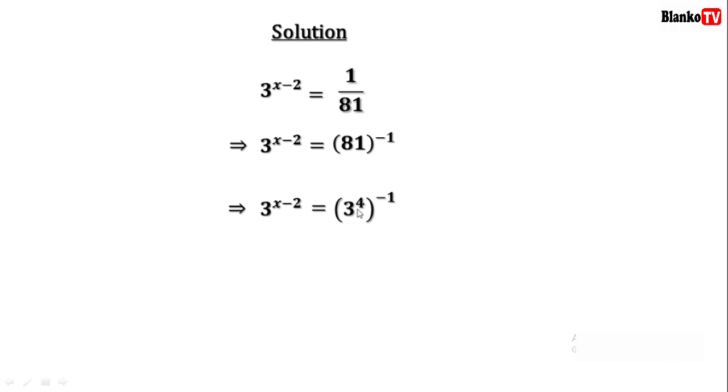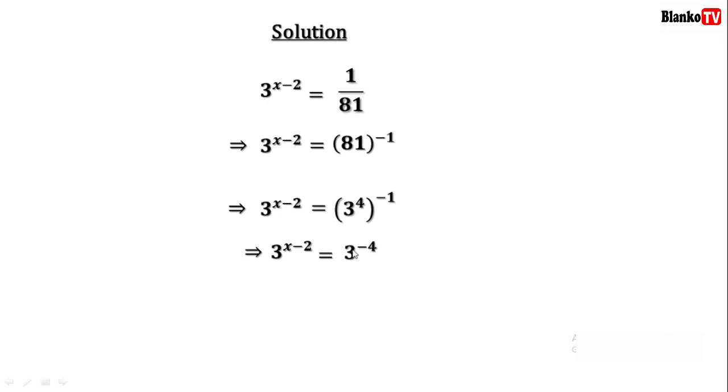Okay, so 3 raised to the power 4 is the same as what? 81. So we have 3 raised to the power 4 raised to the power negative 1, that is 81 raised to the power negative 1. I hope you are following it. Okay, so we have 3 raised to the power x minus 2 equals 3 raised to the power negative 4. 4 multiplies negative 1, I'm talking about the index or the exponents. 4 multiplies negative 1 to give us negative 4.